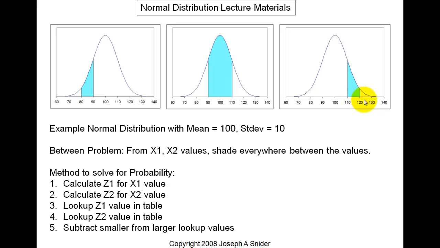For 110 to 120, the z-value that corresponded to 120, we looked that up. We get whatever the shaded area is to the left of 120. We look up 110's shaded region for the z-value, and we get everything to the left of it. We subtract the 110 value to the left from the larger value of 120 to the left, and we get what's left over in the middle. The distance here, that area under the curve between 110 and 120.